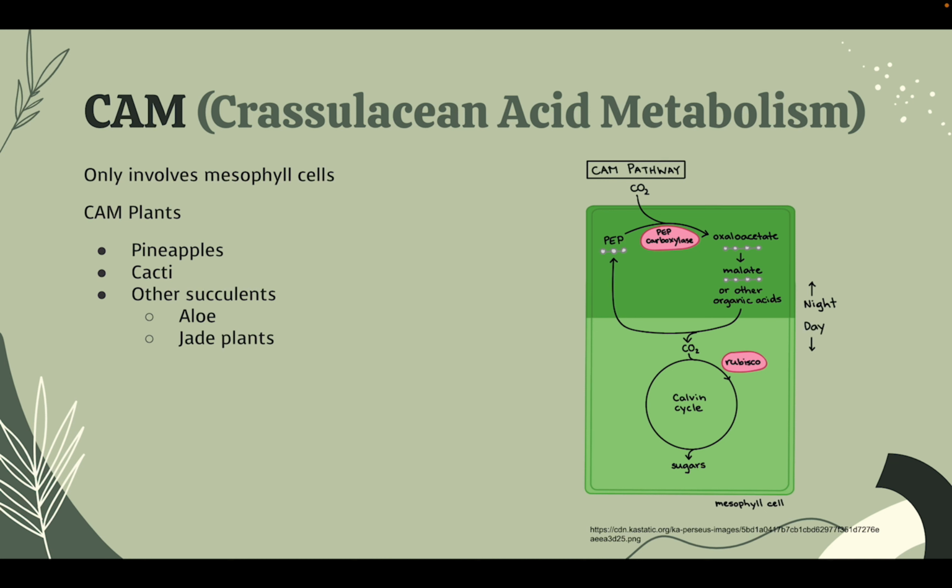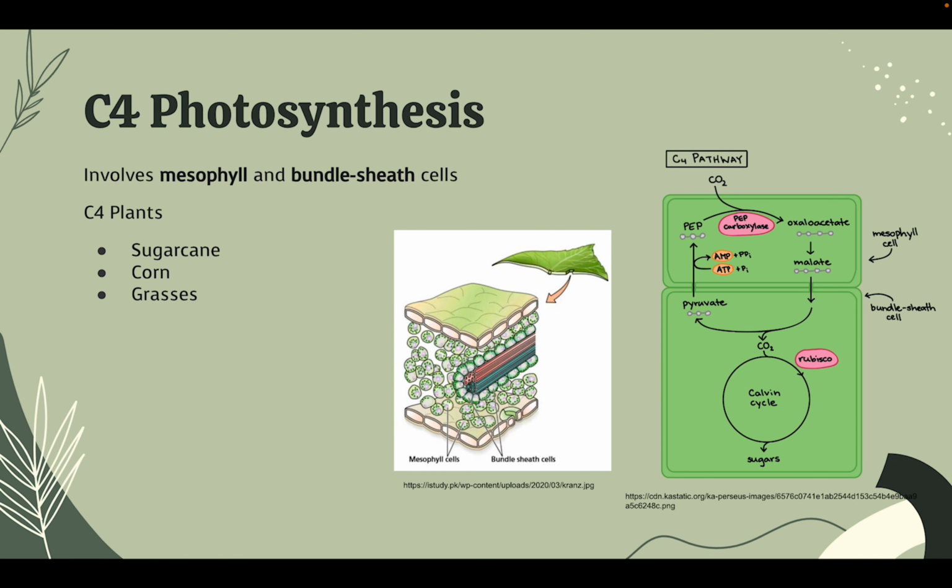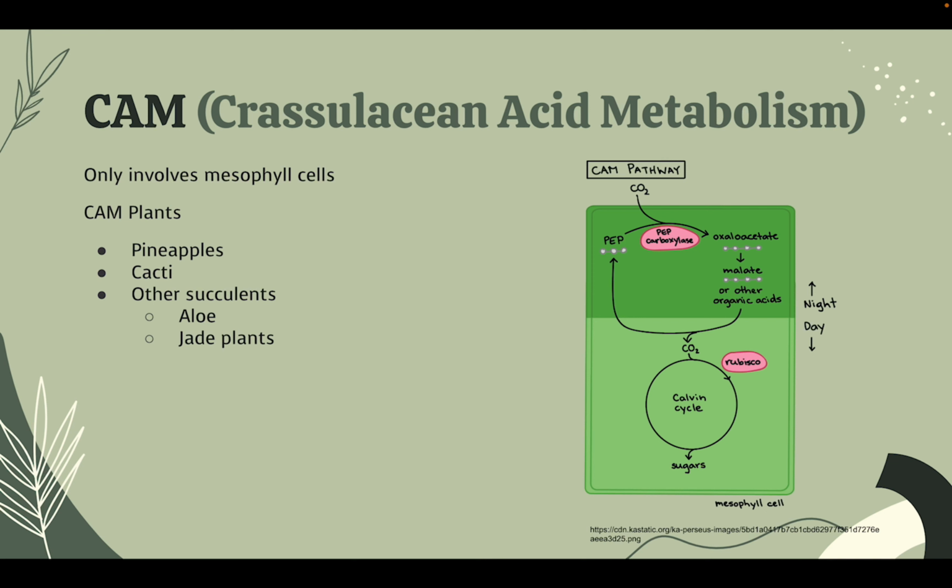So yeah, these two are very important to remember, as well as what type of plants like to use these two. You know, C4 is a lot of the grasses, and then CAM is more of like the cacti and the succulents, stuff you find in the desert, you know?